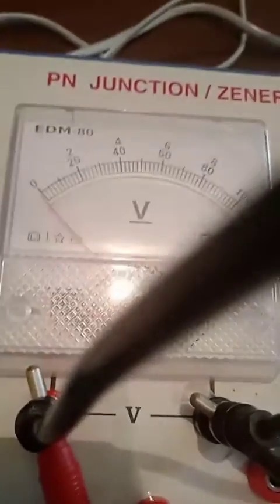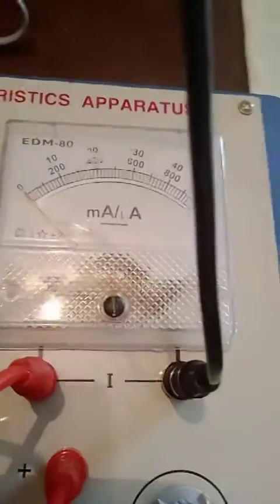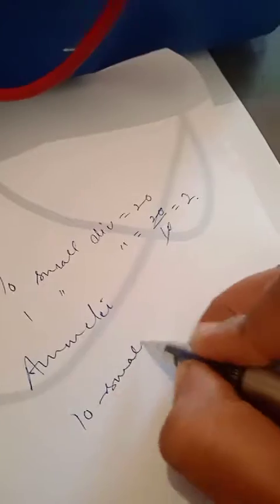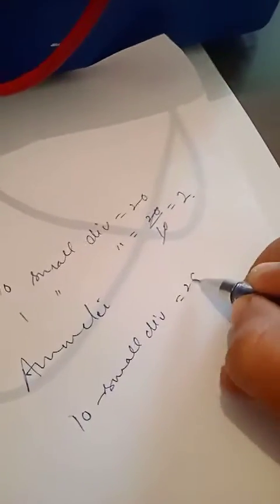In the case of the ammeter, 10 small divisions are 200. So we can calculate the least count for the ammeter reading. Here 10 small divisions are equal to 200, and one small division is equal to 200 by 10, so one small division is equal to 20.